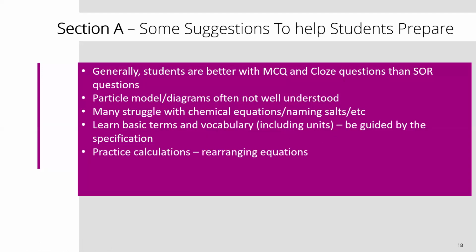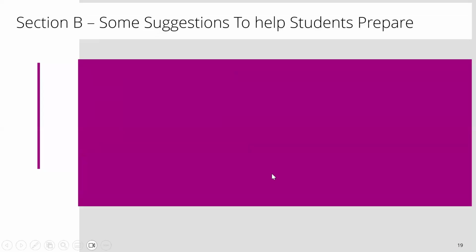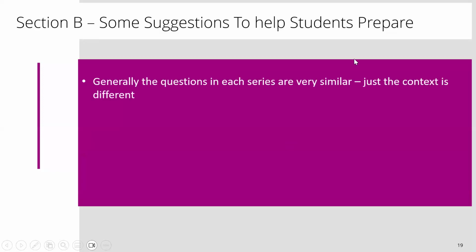Good advice would be to practice calculations. There are always a couple on the paper. Rearranging equations is a skill which is important there. In section B, as I've said, generally section B isn't answered as well as section A. Even though from one series to the next, the questions are basically very, very similar. The thing that changes in section B is the context of the question.